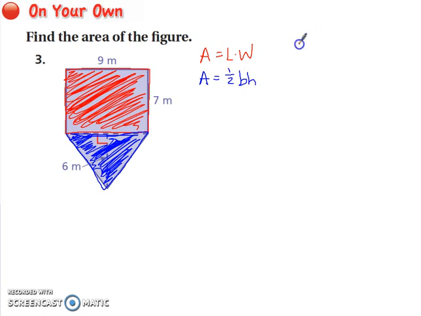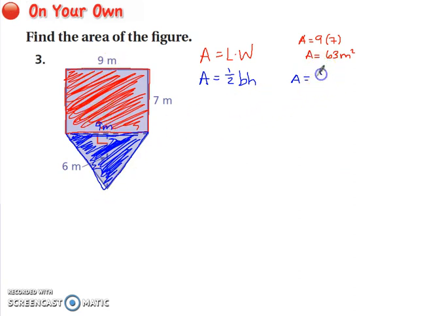Area of my rectangle is going to equal 9 times 7. So area of the rectangle is 63 square meters. And for my triangle, area equals 1/2 base times height. Base and height meet at the 90-degree angle, which would be here in the middle of the figure. That connects this 9 meters with 6 meters.